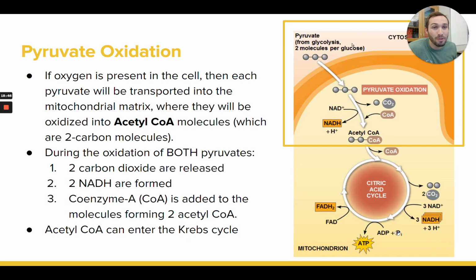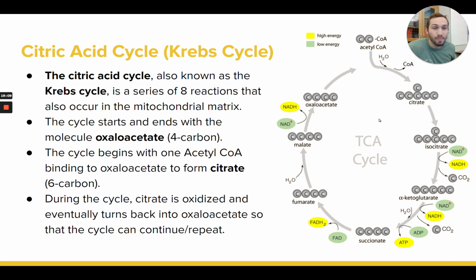Oh, by the way, we call it pyruvate oxidation because pyruvate is being oxidized. Oxidized means losing electrons, and it was losing electrons. NAD plus stole some electrons from pyruvate. So NAD plus was being reduced into NADH, gaining those electrons, and pyruvate was being oxidized by losing those electrons. That's exactly what was happening there, if that helps you remember.